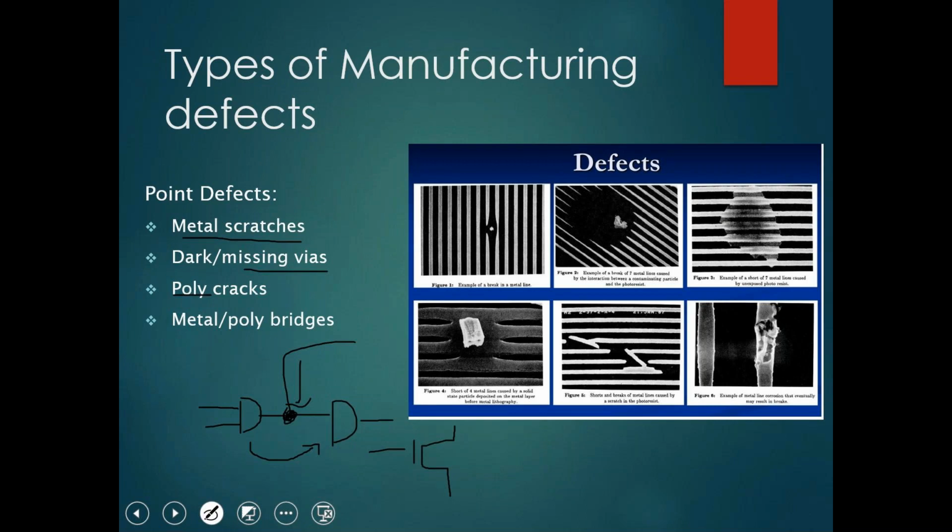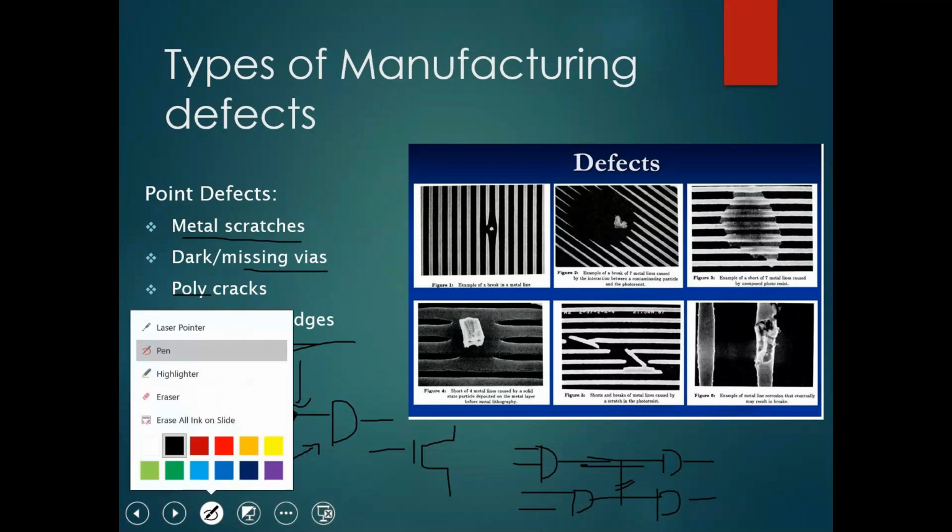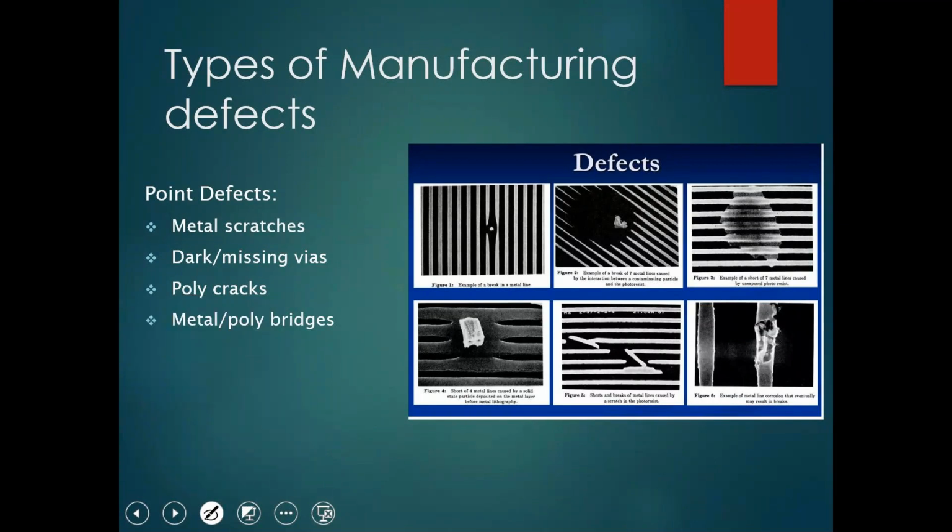There can be some bridges also. What is meant by bridges? What if there is a short connection like this? What if there is a short connection between two outputs? This is a short connection between two outputs. So likewise, many components, many things can be considered defects here. I have listed only a few.